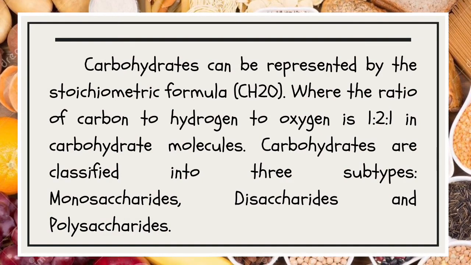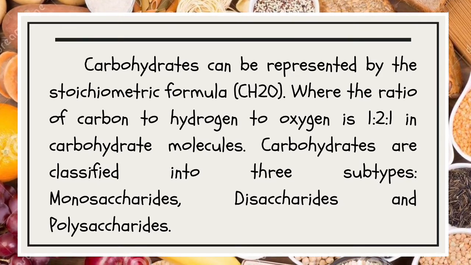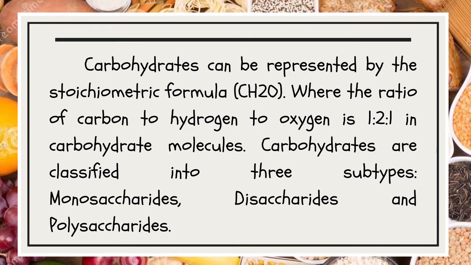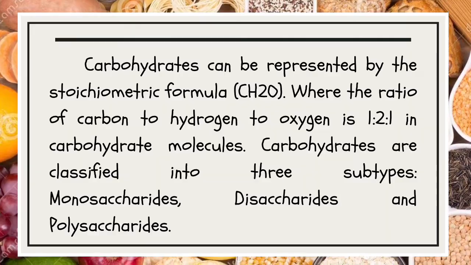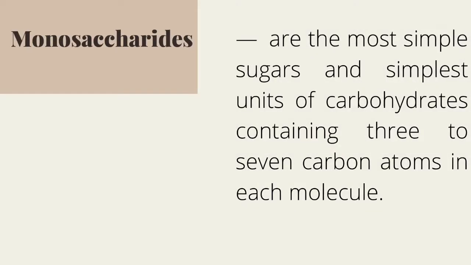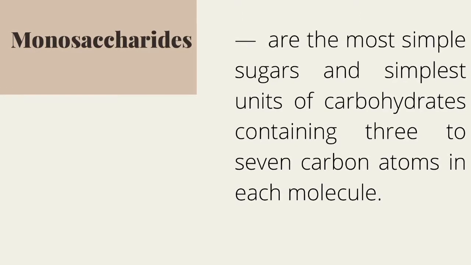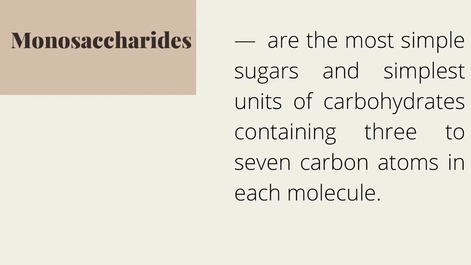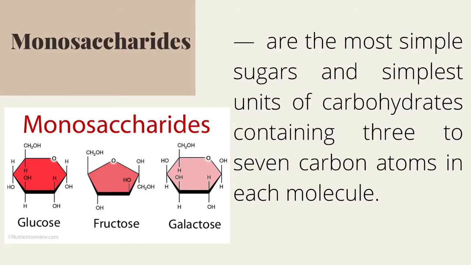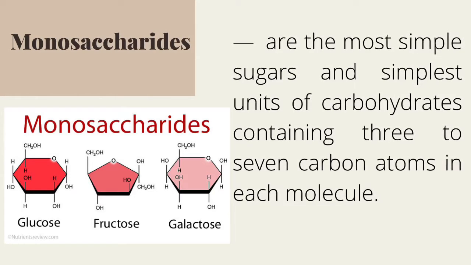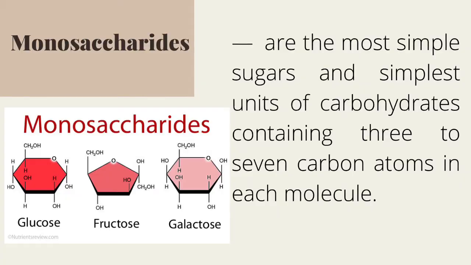Carbohydrates. Carbohydrates can be represented by the stoichiometric formula CH2O, where the ratio of carbon to hydrogen to oxygen is 1:2:1 in carbohydrate molecules. Carbohydrates are classified into three subtypes: monosaccharides, disaccharides, and polysaccharides. Monosaccharides are the simplest sugars and the simplest units of carbohydrates, containing 3 to 7 carbon atoms in each molecule. Examples are glucose, fructose, and galactose. Glucose is a product of photosynthesis, fructose is found in many plants and often bonded to glucose, and galactose provides much steadier energy through time.